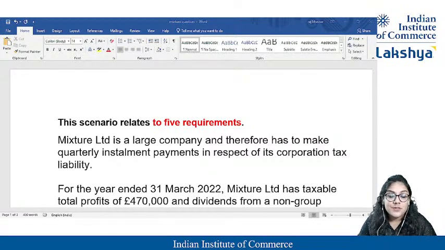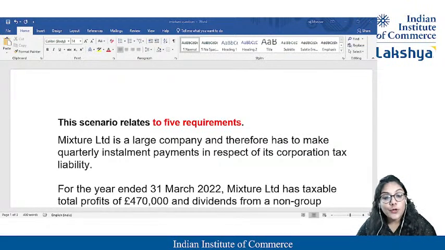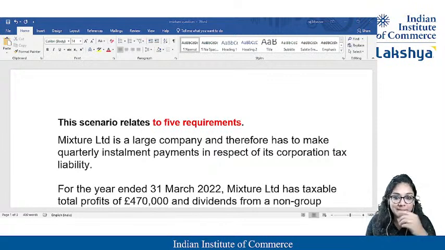Yes, students, some limits. When I talk about a small company or a large company, first of all, about a small company, by what time are they supposed to file their taxes? By what time are they supposed to pay the taxes? If it is a small company, they are supposed to pay the taxes by the end of 9 months plus 1 day, right? But when I talk about large companies, do you know that for large companies, they have to pay the taxes in installments? Yes, ma'am, we know that.